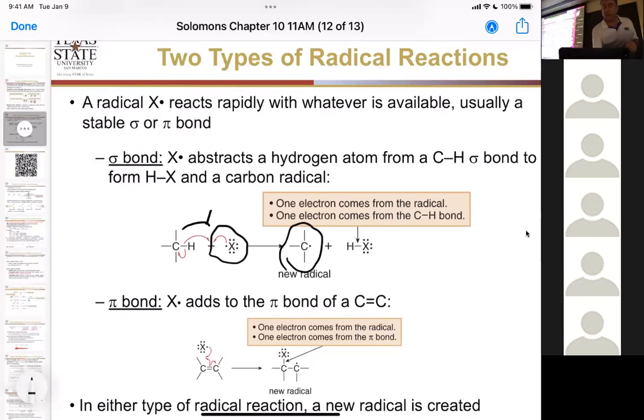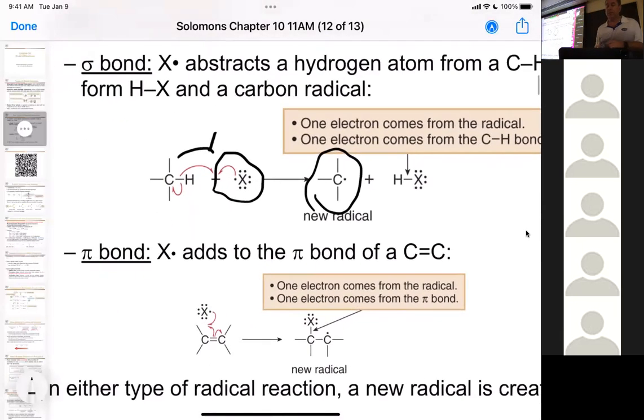The other way it can react is it can add to a double bond. Okay, your double bond has 2 electrons in its pi, in the p orbital. It's going to use one of those and rehybridize to give you a sigma bond on one side. So we get our sigma bond on one side, but then we leave a radical on the other carbon because it only had 1 electron in the pi cloud that it could take with it, because the other one was used to make that new sigma bond.